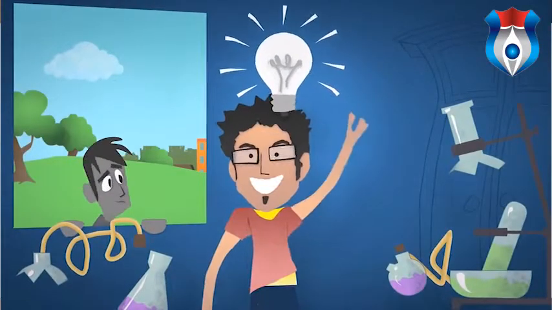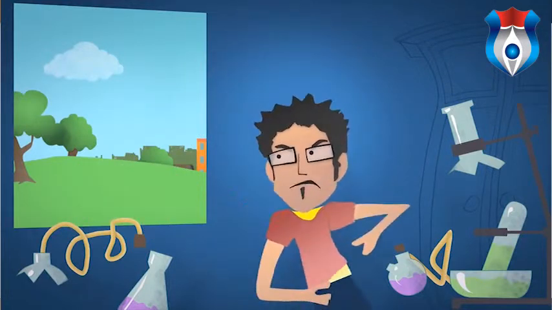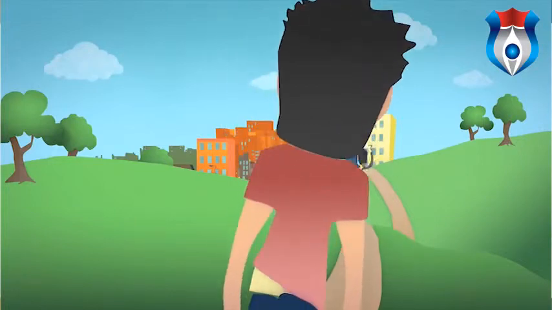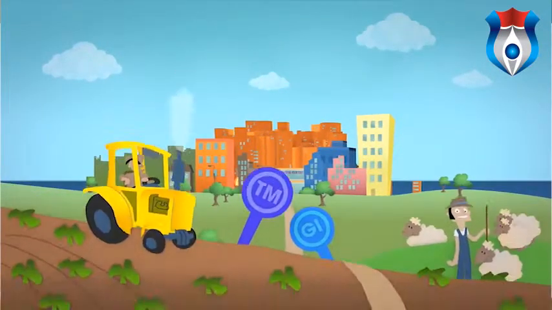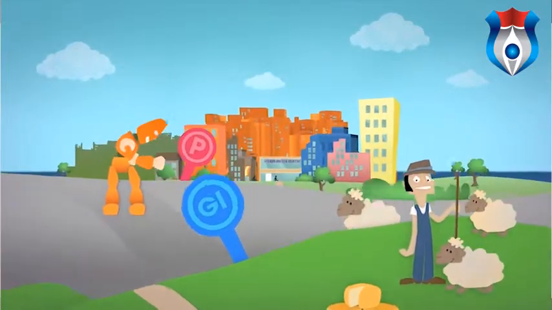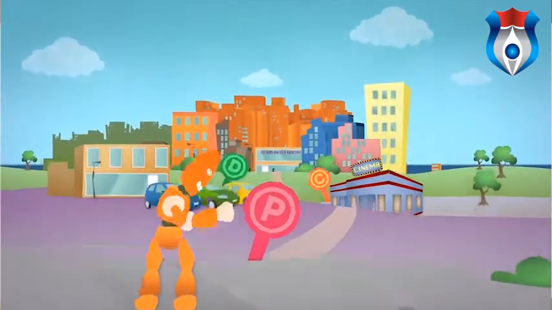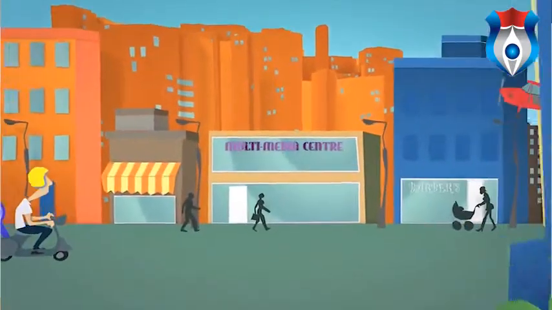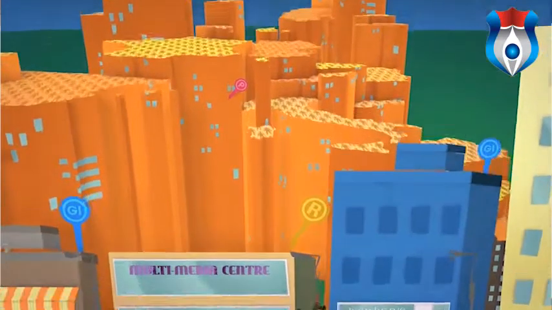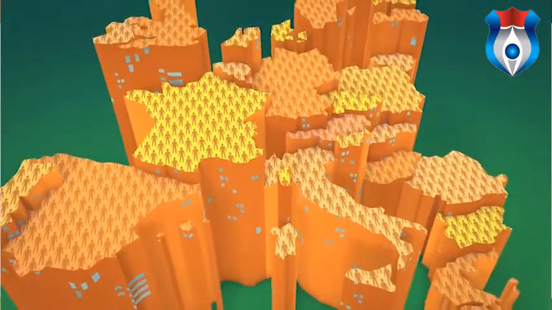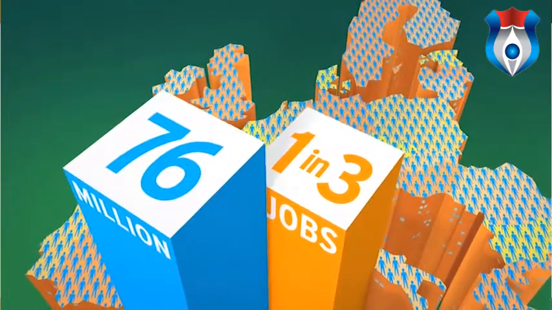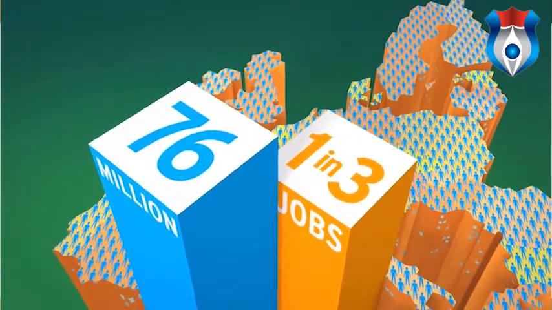Intellectual property rights are about more than just music and movies. They're in everything we do, make, use, eat, buy, and sell. Trademarks, geographical indications, patents, designs, and copyrights all support and promote our industry's economy, jobs, and innovation. IPR play an essential role in half of European businesses. And IPR support 1 in 3 jobs in the European Union. That's over 76 million jobs.